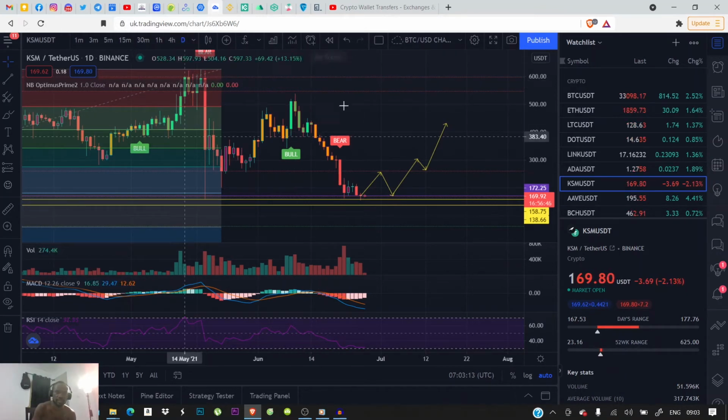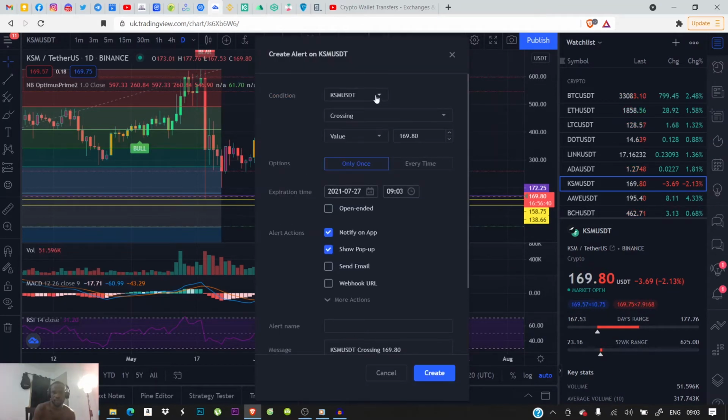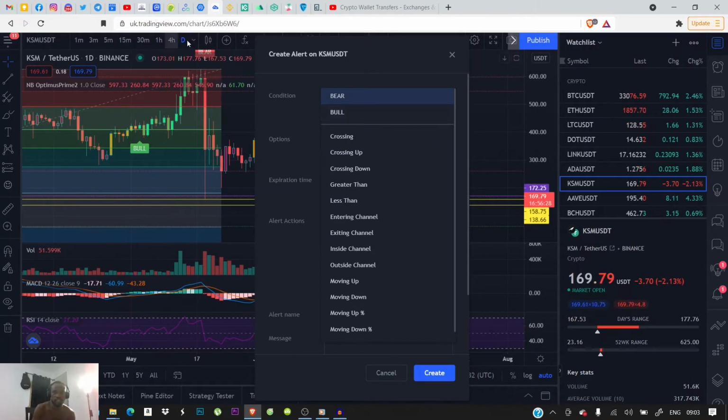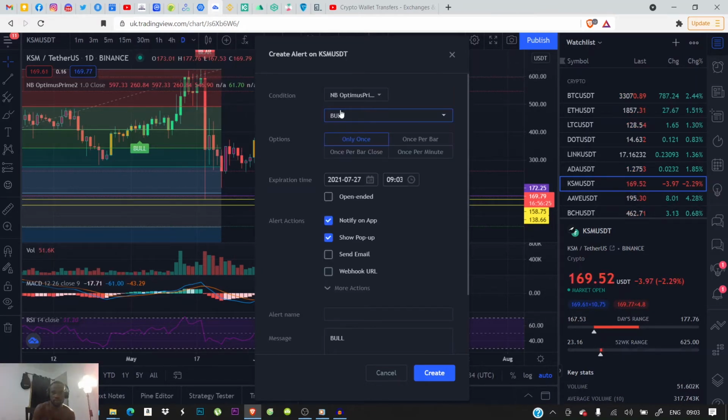So if I want to set an alert on this chart now, I'm going to click here on alert. And then on this condition, I'm going to change this to MB Optimus Prime, which is the nitrous bull. What bear call am I looking for? It's currently on the bear move. So remember, this is a daily chart. I'm going to put it on the bull, only once, or it depends on what you want. Now because it's a daily chart, when will this expire?